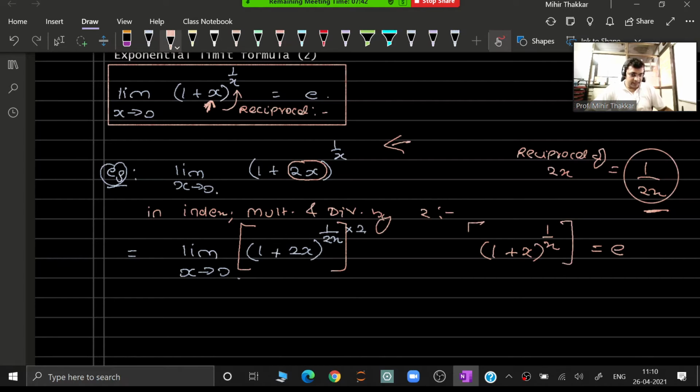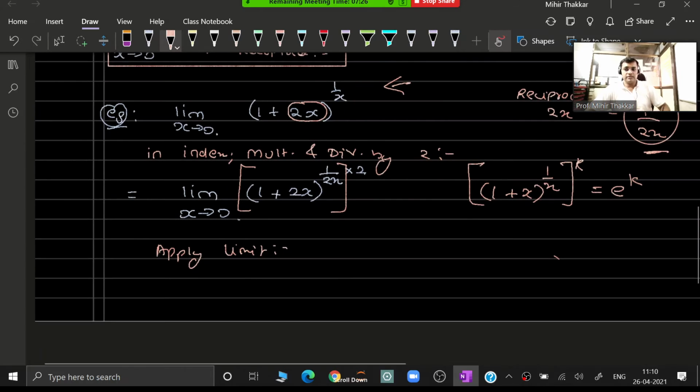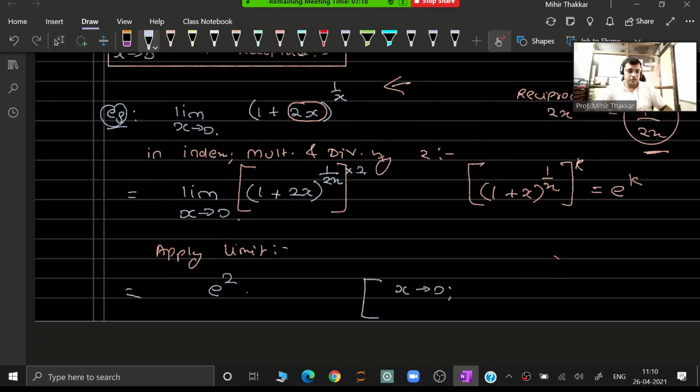And if there is any number there in the power, in general if I say k, so I will write over here the answer as e to the power k. In this case, the power value over here is 2. So I will write over here on applying limit, the answer should come out to be equal to e to the power 2, and I will write the reason. X tends to 0, x is not equal to 0, and limit as x tends to 0, the formula 1 plus x to the power 1 upon x is equal to e.